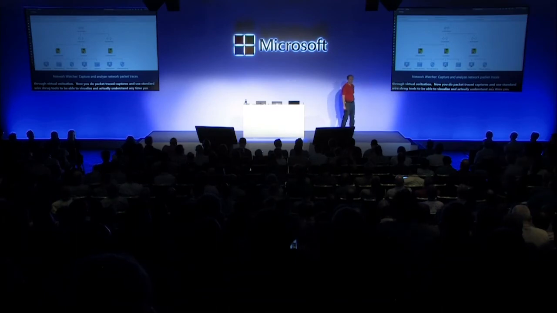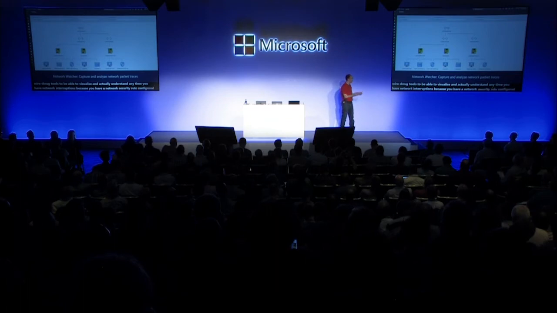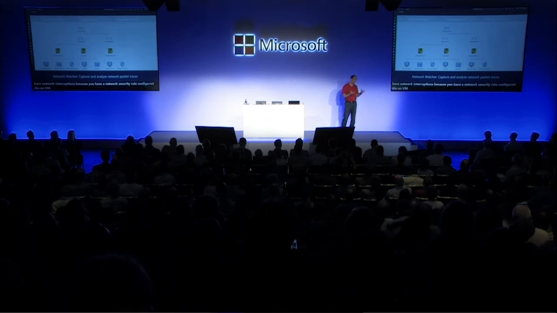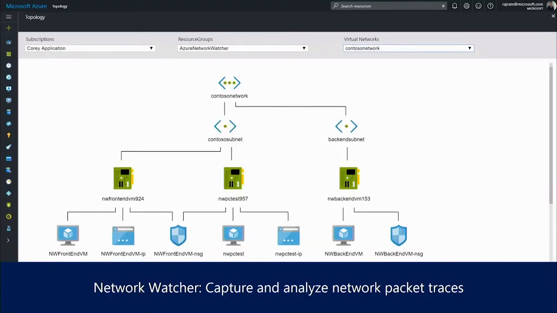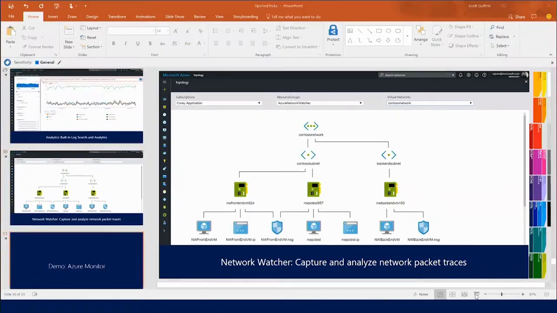Is that because you have a network security group rule configured? Is the on-premise VPN hardware that you have having an issue talking with Azure? This is now all built in, and something I don't think any other cloud provider yet provides, and it gives you even more advanced networking monitoring support as part of it.